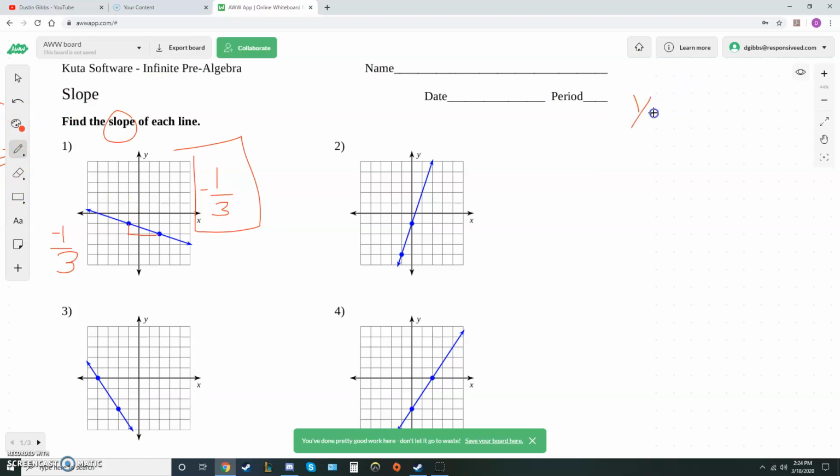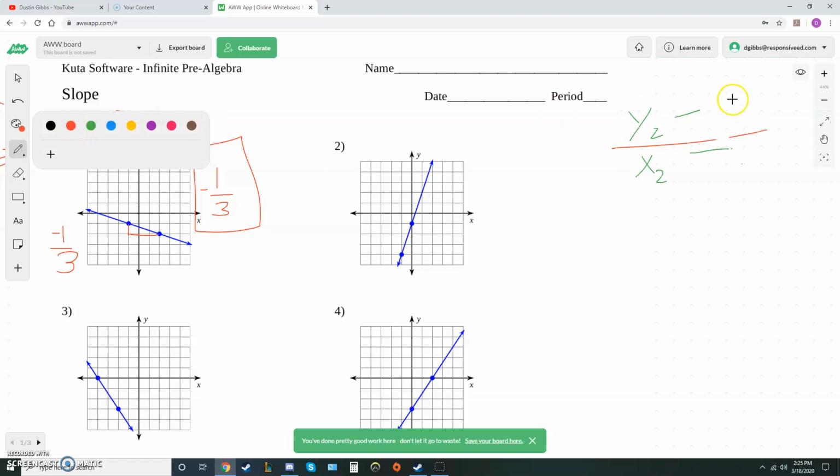Okay, y2 minus y1 over, and I'm going to do the x's in green just to help us differentiate. X2 minus x1. Actually, you know what? I just thought of a better way to do it. So I'm going to do the y2 and x2 in green, and then I'm going to do the y1 and x1 in red. It really does not matter which one is which. Just pick one. So let's make this one our y1 and our x1.